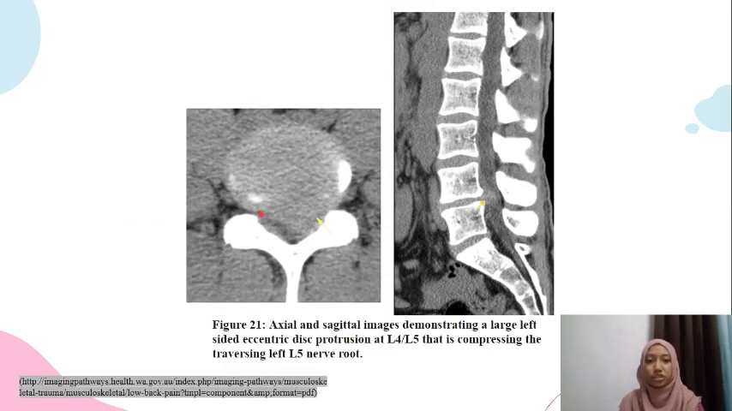Right. This image shows the axial and sagittal image demonstrating a large left-sided eccentric disc protrusion at L4 to L5. Okay. That is compromising the traversing left L5 nerve root.